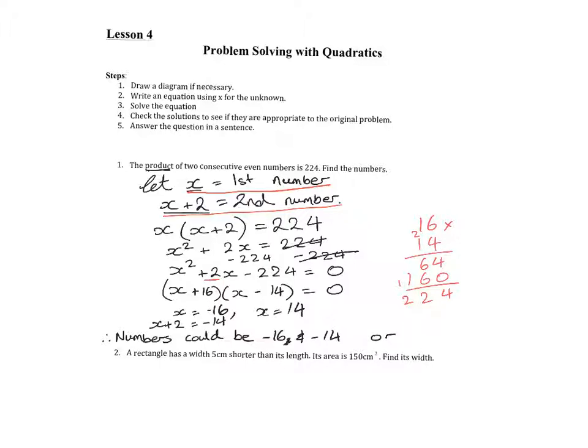Or, now let's look at our other solution. If x equals 14, x plus 2, which is the second number, is 16. So the other pair could be 14 and 16. Okay, so we've got two pairs, these two or these two. It's important that you make it clear what the pairs are. For instance, our two numbers couldn't be 14 and negative 14, so it's really important that you make sure you've paired up the right numbers.